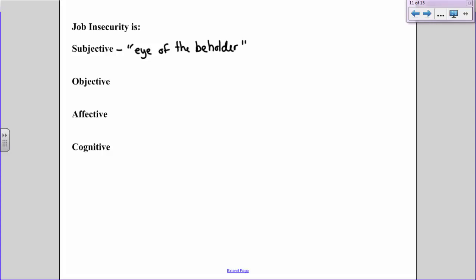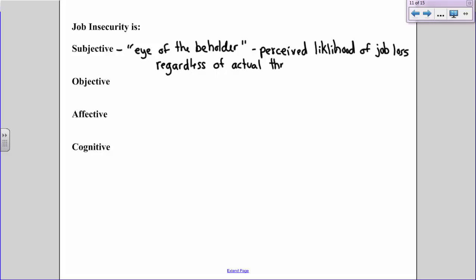And job insecurity is often measured by asking employees to indicate their perceived likelihood of losing one's job, regardless of the actual likelihood. Perceived likelihood of job loss, or the loss of desired conditions of the job. So, from this perspective, job insecurity can be defined as the perception that the future of one's job is unstable or at risk. Again, regardless of any actual objective level of job security, regardless of an actual threat of job loss. It's all about perception.